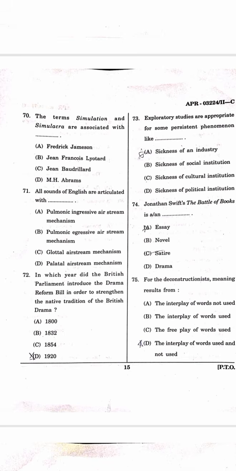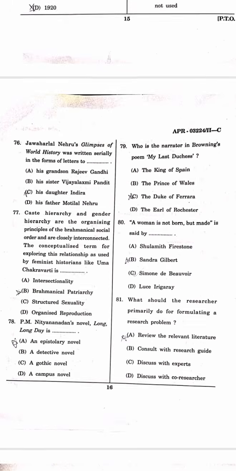Question number 73. Exploratory studies are appropriate for some persistent phenomena like, and the correct option is option B, sickness of a social institution. Question number 74. Jonathan Swift's Battle of the Books is a satire. Option C is the correct one. Question number 75. For the deconstructionist, meaning results from, and the correct option is option D, the interplay of words used and not used.